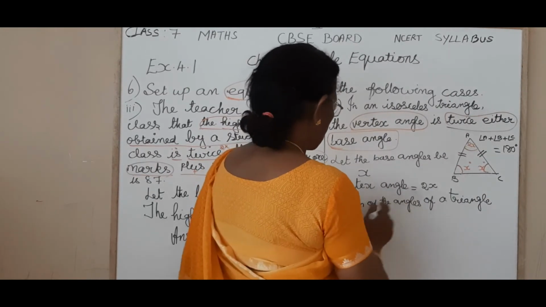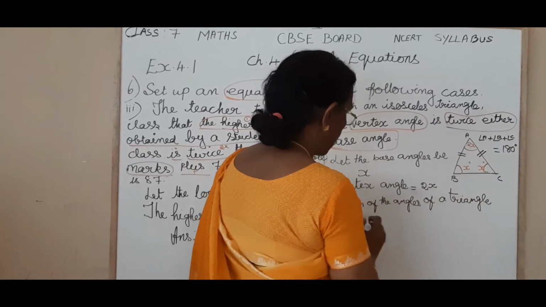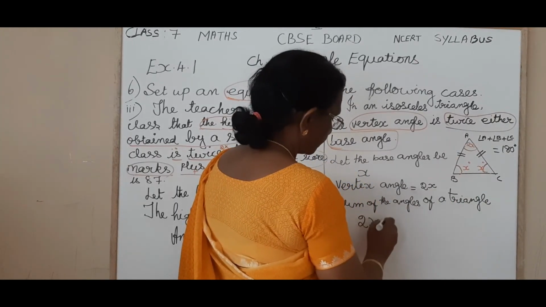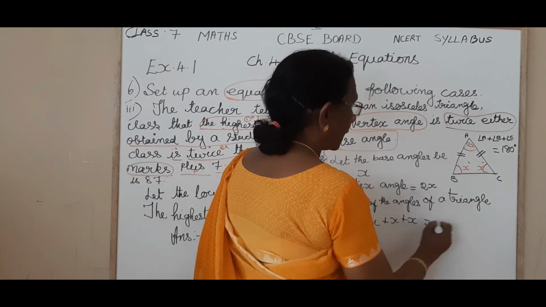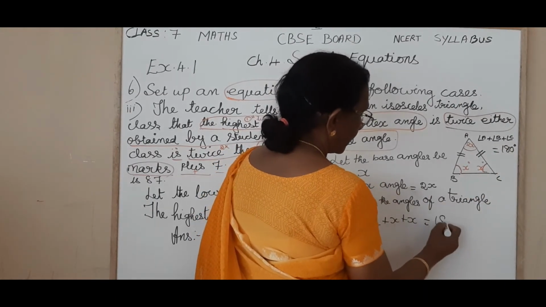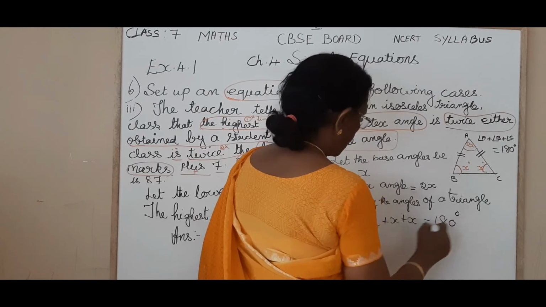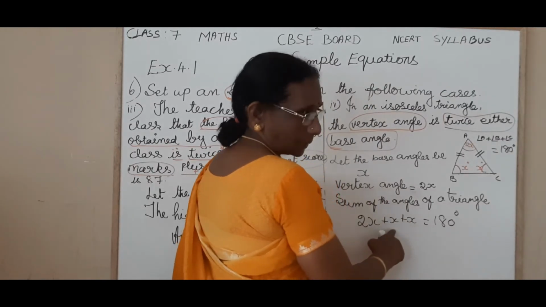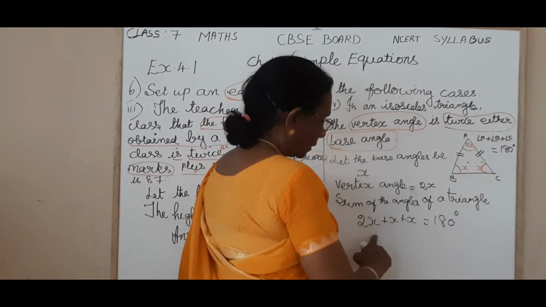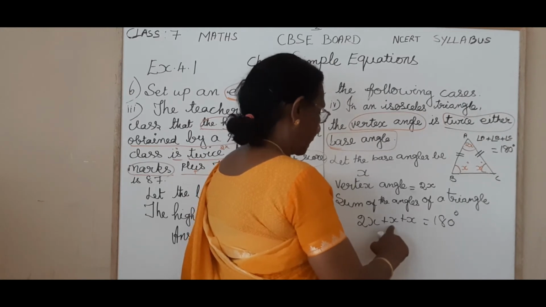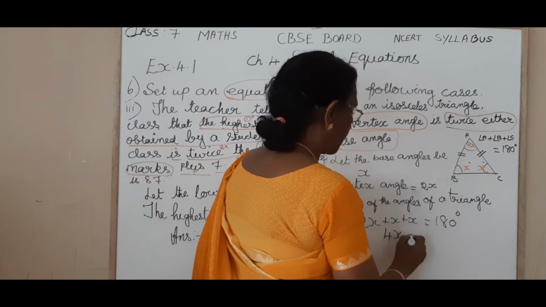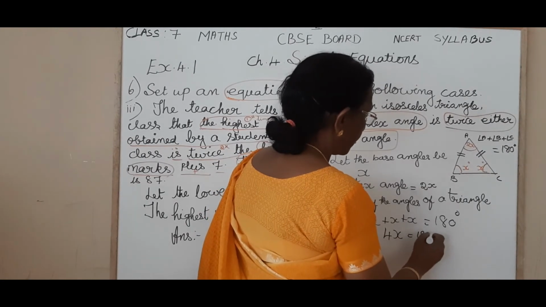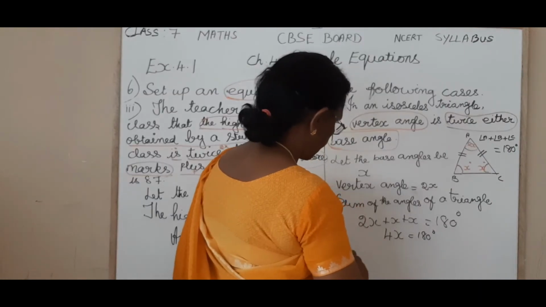So what is the sum of the angles of the triangle? 2x plus x plus x. That is equal to how much? 180 degrees. So 2x, here 1x, here 1x: 2 plus 1 is 3, 3 plus 1 is 4. So 4x is equal to 180 degrees. So this is the answer.